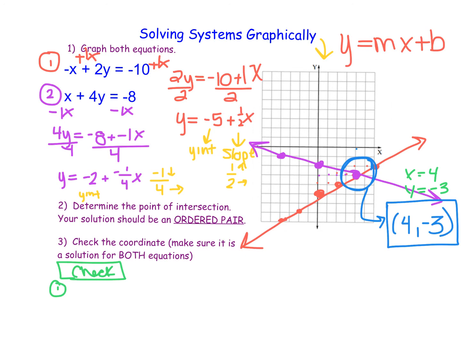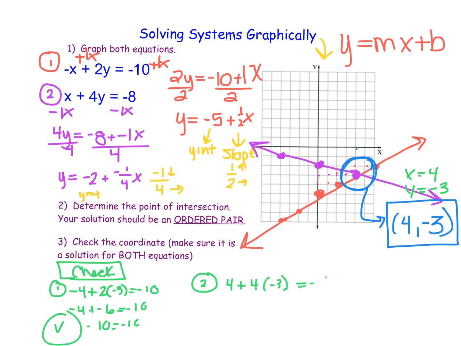So if I check equation 1, I have negative 4 plus 2 times negative 3 is equal to negative 10. So I have negative 4 plus negative 6 equals negative 10, which I can see is true. And then if I check equation 2, I have 4 plus 4 times negative 3 is equal to negative 8. So that's 4 plus negative 12 equals negative 8, or negative 8 equals negative 8. So again, that point works in both equations, and as a result, it is the solution to our system.